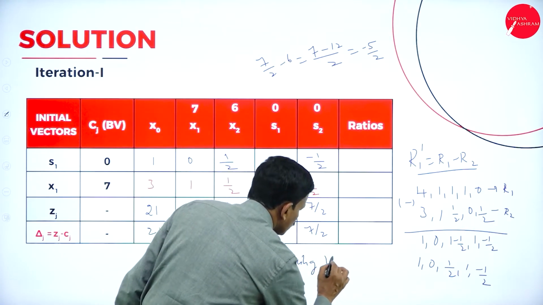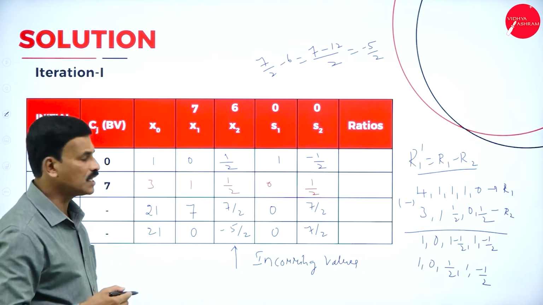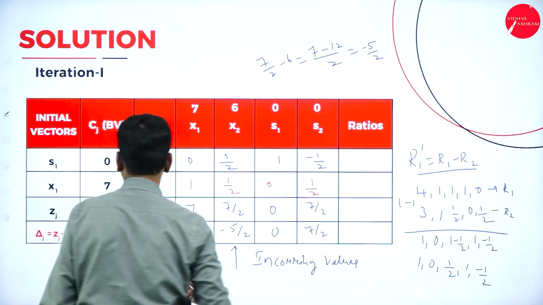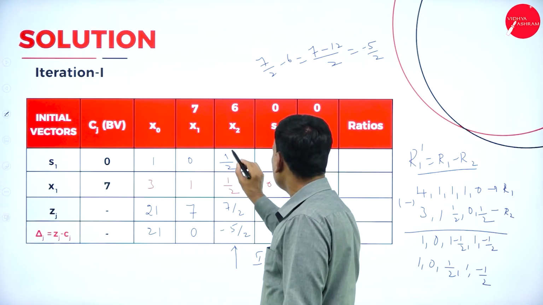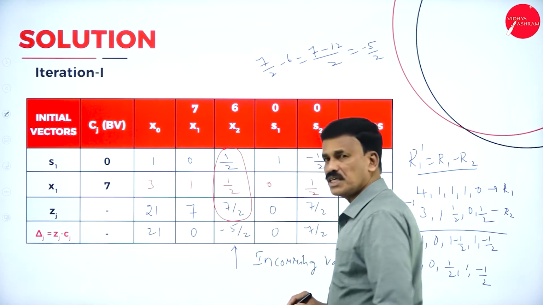So the values are called incoming values. This is called an incoming column. That means x1 is an incoming value, therefore this is an incoming value, and this is an incoming value. Now find out the ratios.